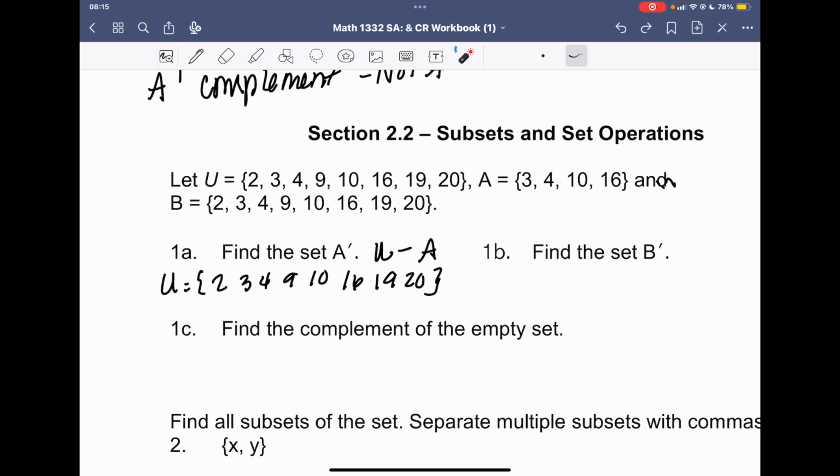And we're going to take out A. So when we take out A, we're taking out 3, 4, 10, and 16. So that means that A complement is whatever's left over. So it's 2, 9, 19, and 20. That's going to be the solution, A complement. So whatever A was, we took it out of the universal set.